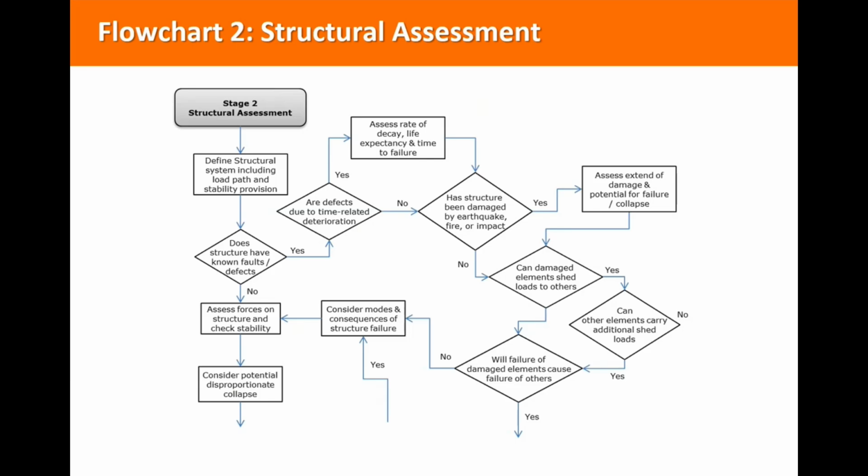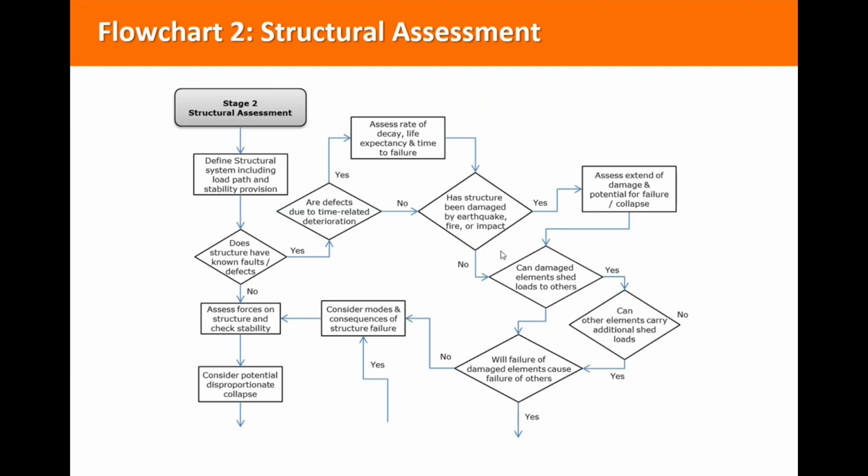So is it time-related deterioration, like rot is a time-related deterioration, corrosion of your steelwork is a time-related deterioration, carbonation, these all occur over a long period of time. So you can then assess the rate of decay, and from that, the expected life of the building, potentially the time to failure.